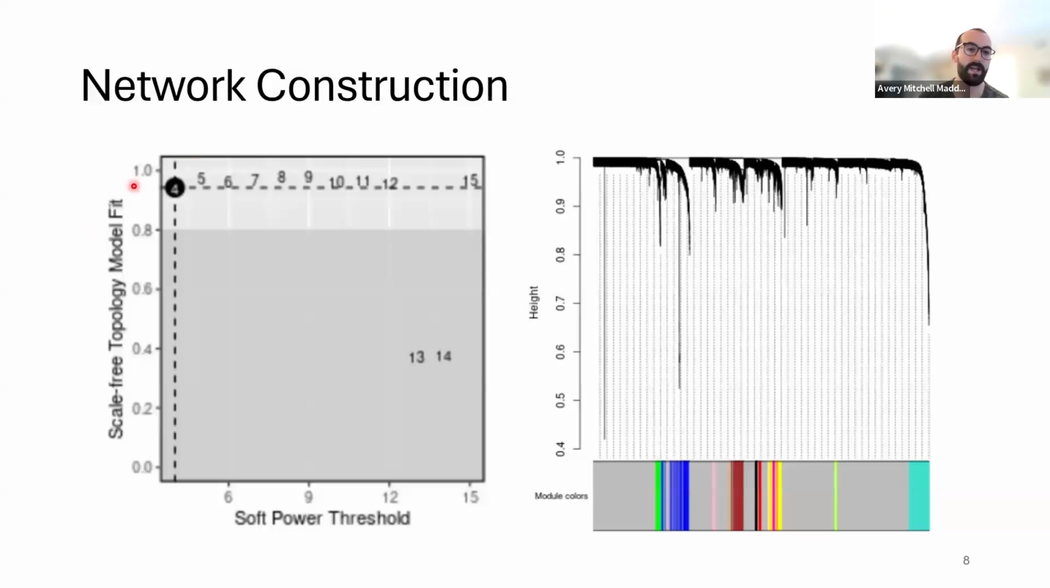So here we can see that with a power of 4, we achieved a good scale-free topology fit for our adjacency matrix. And the scale-free topology fit is a measure of how close the connectivity within your network is to this ideal biological network connectivity structure. We then take this and use it for our clustering, and we're able to obtain 19 distinct modules through our clustering.